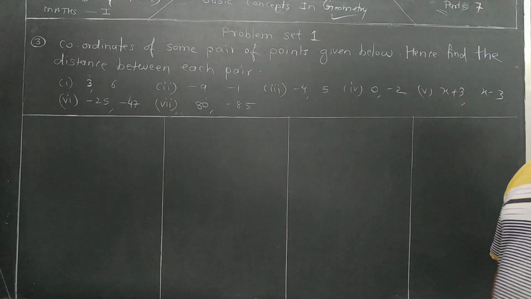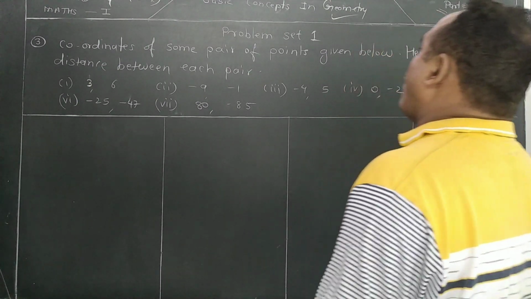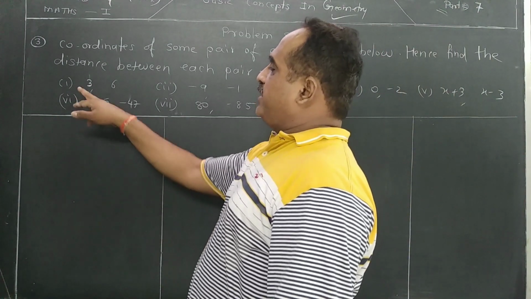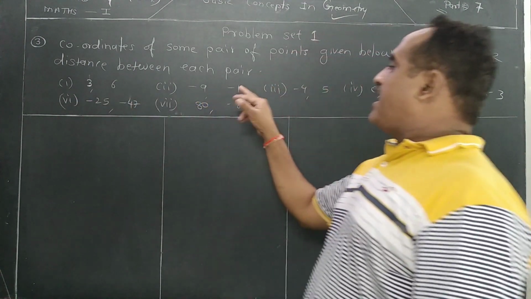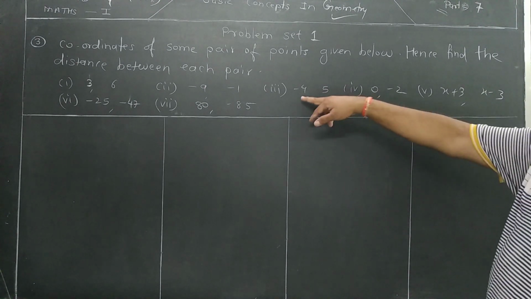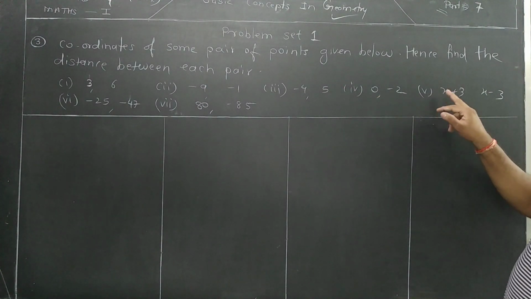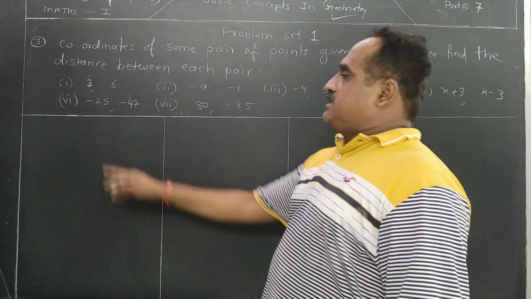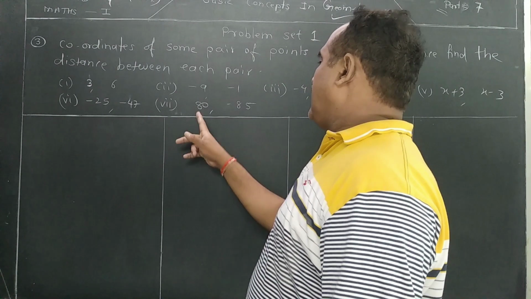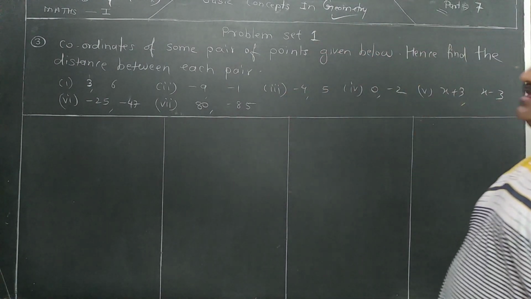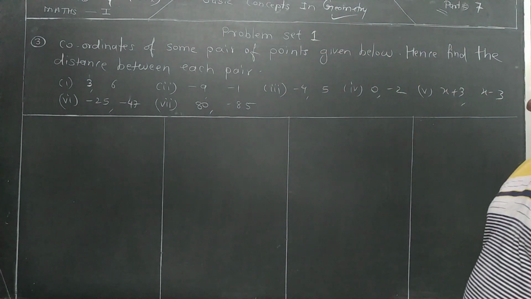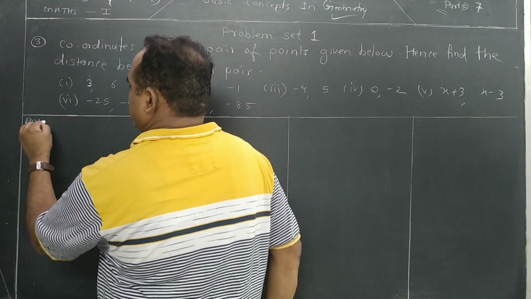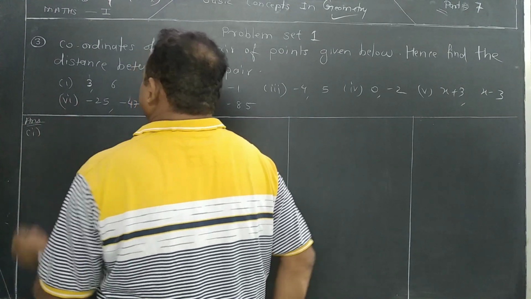Now, see the third question. Coordinates of some pairs of points are given below; find the distance between each pair. First, they are given 3 and 6; second, minus 9 and minus 1; third, minus 4 and 5; fourth, 0 and minus 2; fifth, x plus 3 and x minus 3; sixth, minus 25 and minus 47, 80 and minus 85. I think you can also do this question easily, but at least the first answer we'll find out and then you go for it. Is it right?